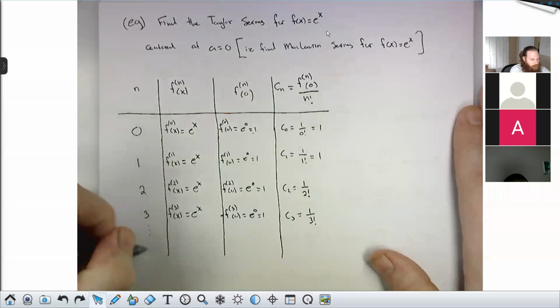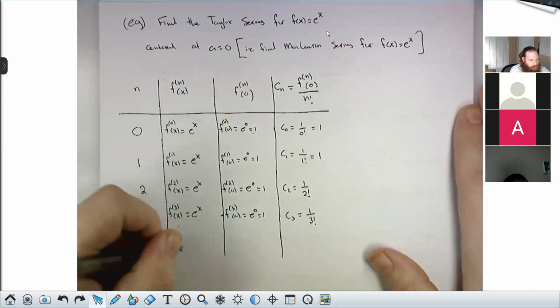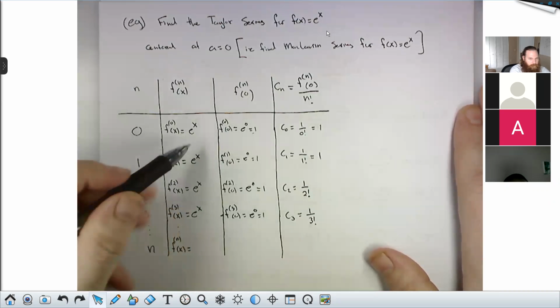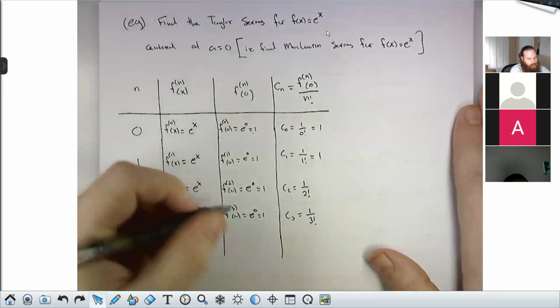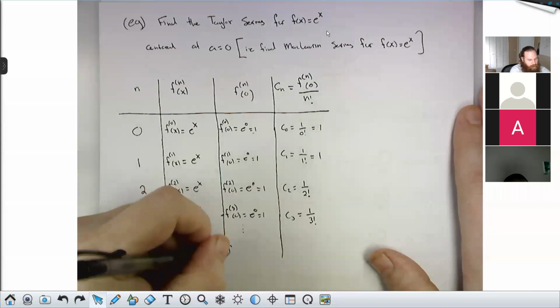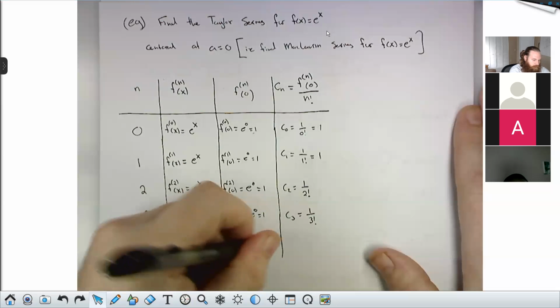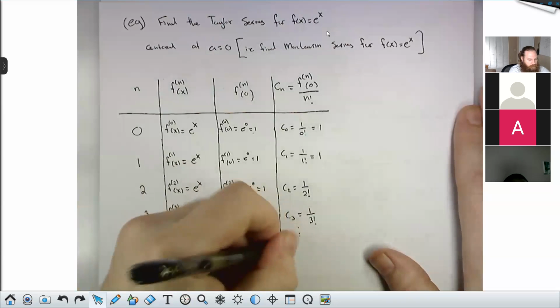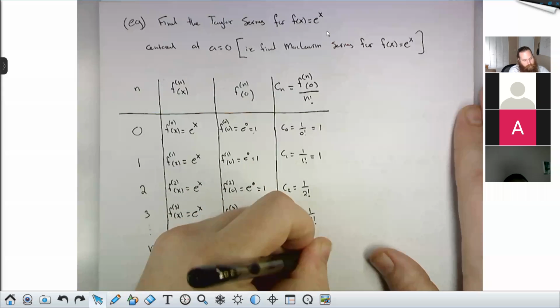And now if you jump down here to where n is just n, if you differentiate my function n times, fn of x, you look for a pattern. Well, this is not a hard pattern. It always just stays e to the x, which means fn of 0 is still always e to the 0, which is still 1, which means in general, Cn is just 1 over n factorial.